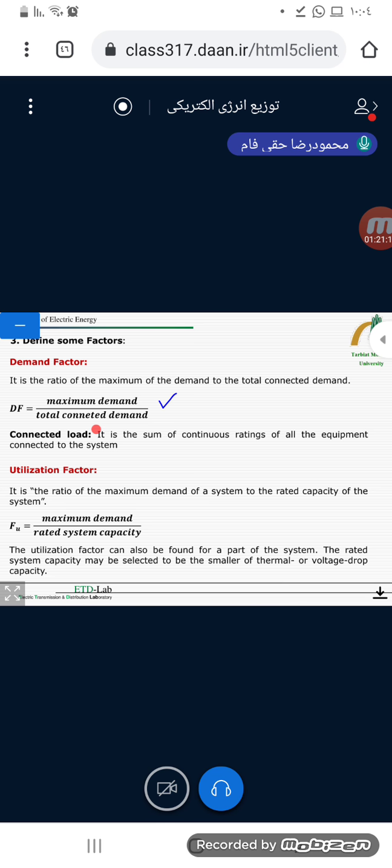Do you need me to explain demand factor in detail? Please see. If you need, I will explain in detail, and if not, I continue. Please comment. Okay, please see.